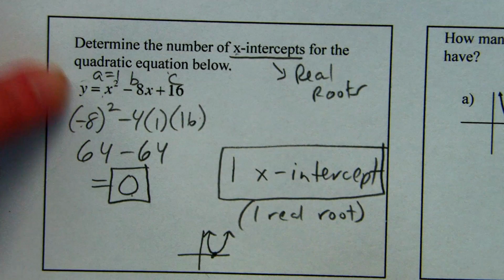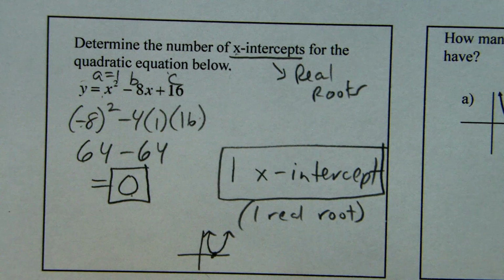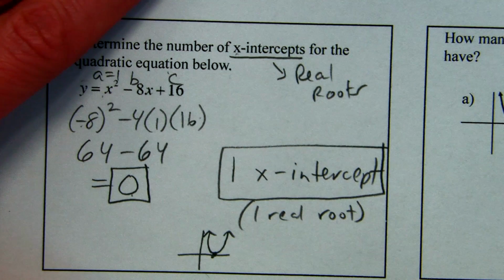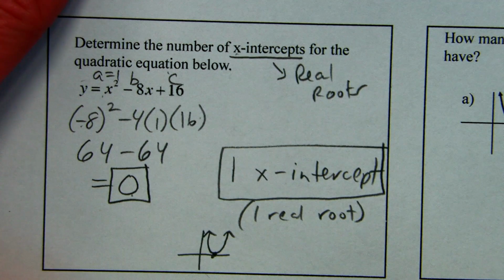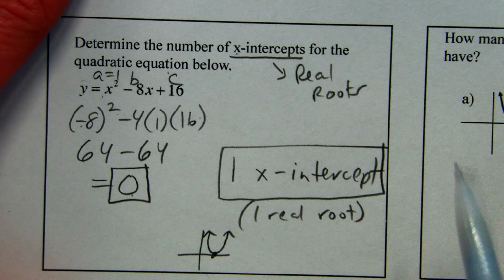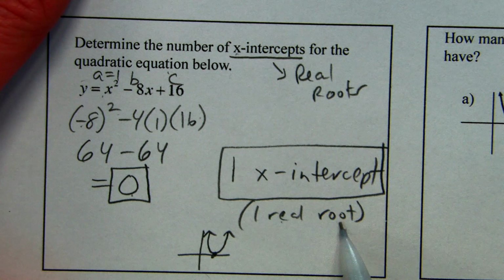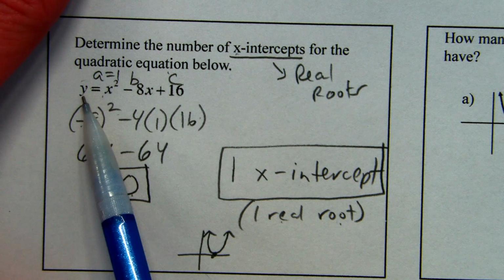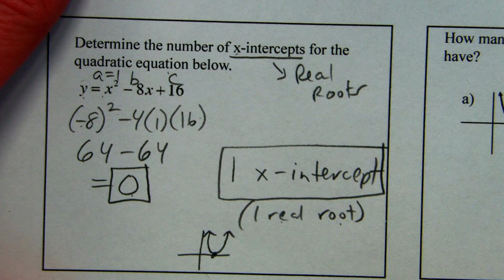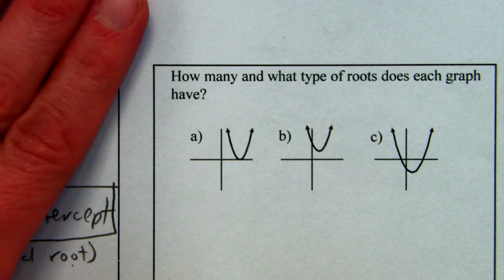So we're going to talk about that just a little bit more, and then we will be done. There's lots of different ways to use the discriminant. If this were an equation equal to 0, this would be one real root. If it's a function with the y or the f of x, then it's an x-intercept. So we have to do graphing with it now.